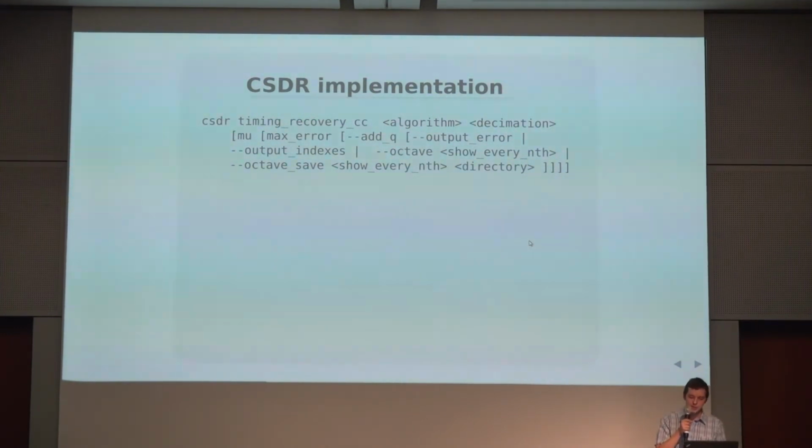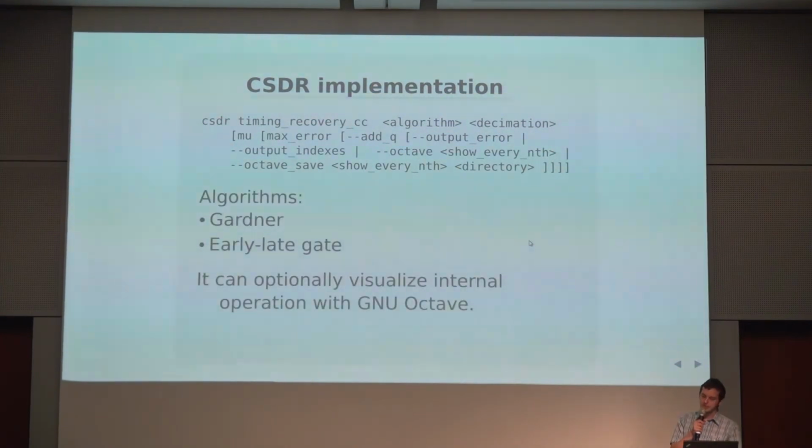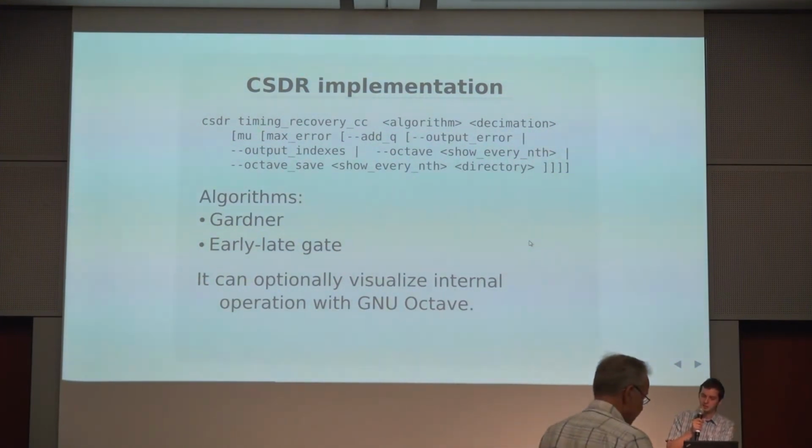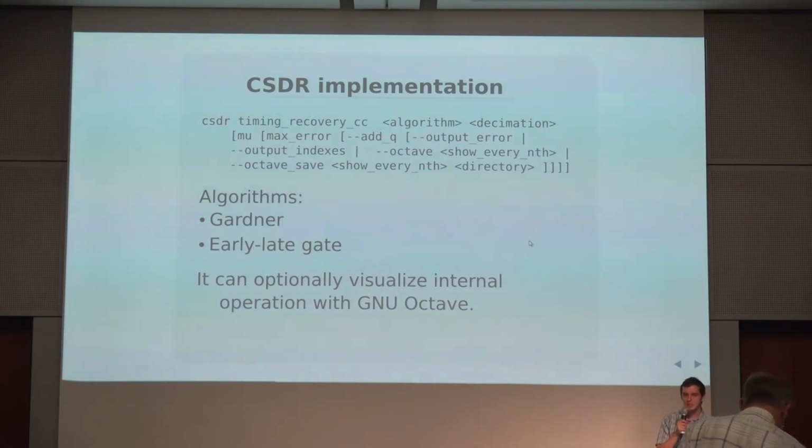And additionally, this implementation can use GNU Octave to visualize the internals of the timing error detector, or the timing recovery algorithms. So, yeah, because, for example, I've been playing around with the Müller and Müller clock recovery block in GNU Radio, and it looked like a black box. So actually, I didn't know what it does.